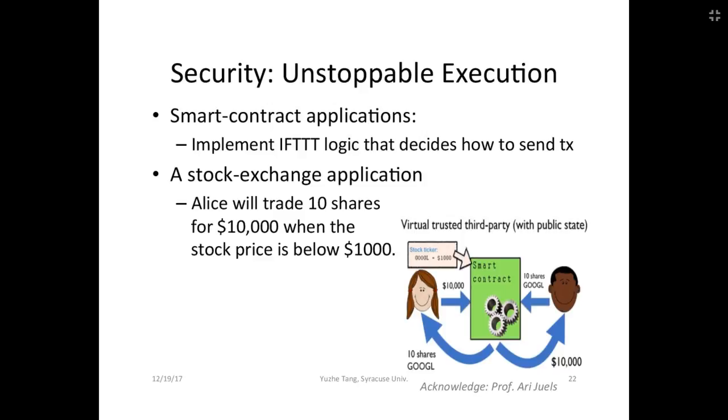The smart contract will constantly check the stock price. If the stock price is above $1,000, it will not do anything. It will continue to run. But if the stock price goes down and is below $1,000, then it triggers the execution of the transaction. It will send the transaction. And then between Alice and Bob, they will exchange their money and the stock shares.